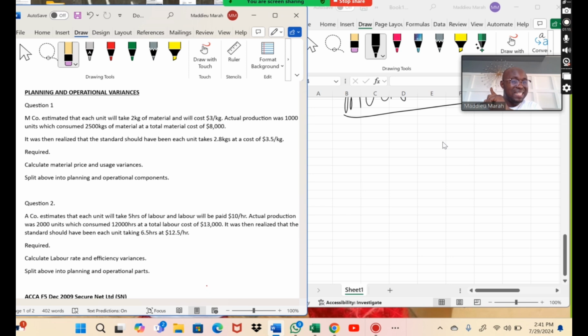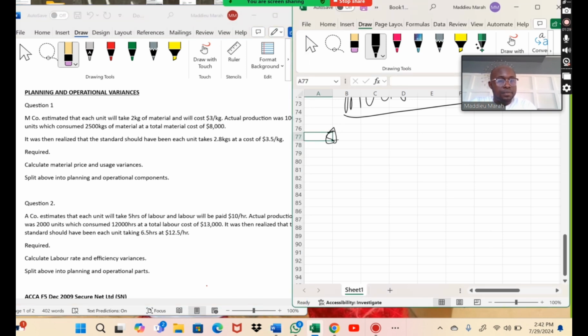Okay, so let me set the format for us here, that will be very helpful. Because we are dealing with planning and operational variance, we know we are not only looking at actual and standard, but we also look at what is revised. So I'll set up a table. My first table will be standard information, my second will go for revised information, and my third will go for actual information.